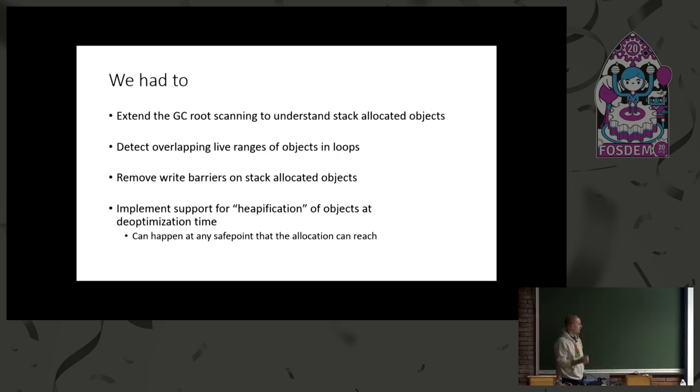So we were able to leverage that. We had to similarly implement heapification of objects on de-optimization. So at any safe point that the allocation can reach, we had to inject this scalar replace alloc node, I believe it was called, where we describe which fields need to be copied over to a heap object.